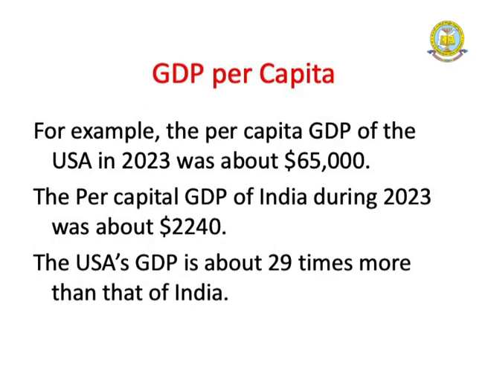For example, the per capita GDP in USA in 2023 was about $65,000, whereas the per capita GDP of India during 2023 was only about $2,240. So, that means the USA per capita GDP is about 29 times more than that of India. So, there is a need for increasing the per capita GDP in the country by increasing the economic growth.